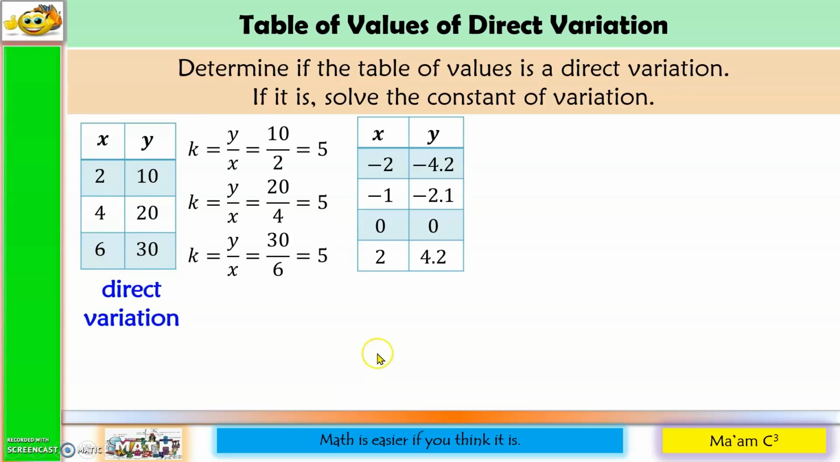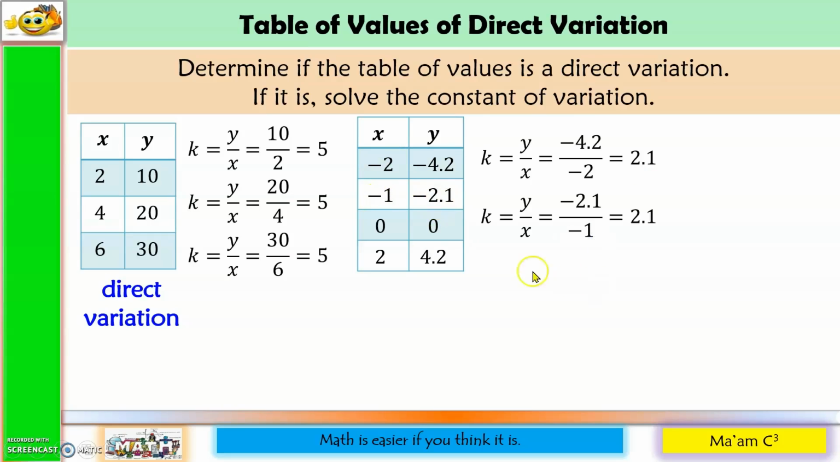Another example. Let's solve for the value of k. So we have negative 4.2 divided by negative 2 and that is equal to 2.1. Next one, negative 2.1 divided by negative 1 is also 2.1. For 0 over 0, remember the graph of a direct variation passes through the origin, so let's not get the k of that. Next, we have 4.2 and 2. So 4.2 divided by 2 is also 2.1. Since the constant of variation remains the same for all pairs, then this is a direct variation.